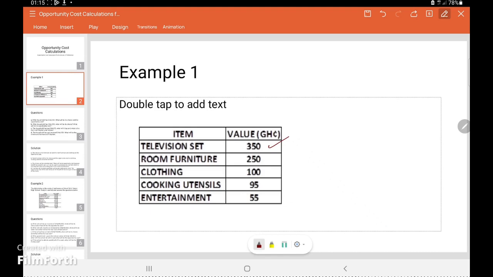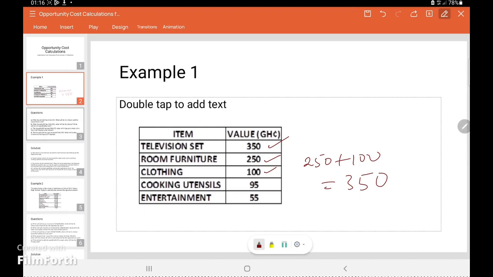And what will be the opportunity cost? The next best alternatives that are forgone in order to buy television sets. The value of those items must be at least equal, if not equal, to the value of the chosen item. From the table, when you add the 250 here and the 100 here, 250 Ghana cedis plus 100, that gives us 350 Ghana cedis. So we say that if the household has 350 Ghana cedis, it will buy a television set, and the opportunity cost will be room furniture and clothing. Let's move on to the next question.